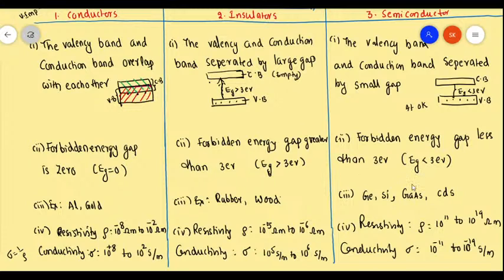The energy gap is less than 3 electron volts. Examples are germanium, silicon, gallium arsenide, cadmium sulfide. The resistivity is 10 to the power of 11 to 19 and conductivity is 10 to the power of minus 11 to minus 19. These are the differences between the conductors, insulators and semiconductors based on the band theory. Based on electrical properties, we discussed it first. Band theory is very important. Right, is it clear, students?